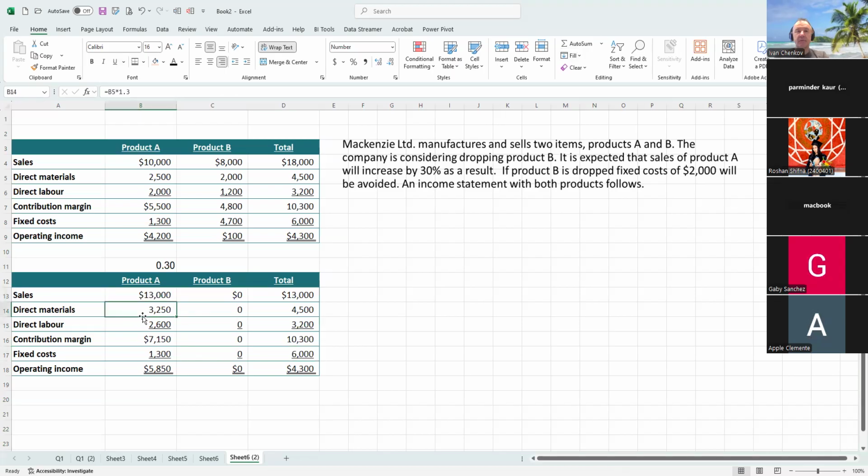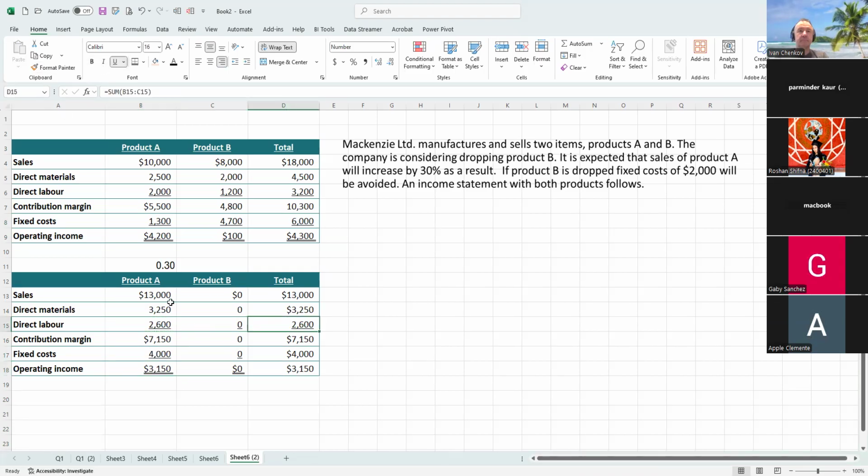So hold on a second now. Right now we are right here, correct? That's where we are. So now let's figure out our fixed cost. What's happened with the fixed cost? Fixed cost originally was 6,000. But if we drop product B, 2,000 of those 6,000 is going to be avoided. How much will my fixed cost be now? 4,000. This one minus 2,000. 4,000. Where am I? Better or worse?